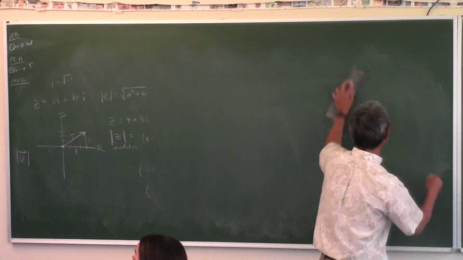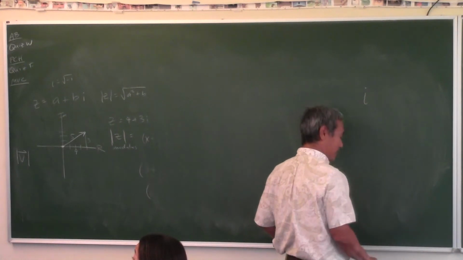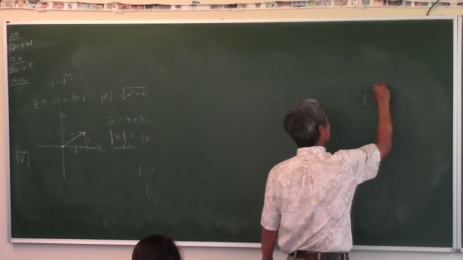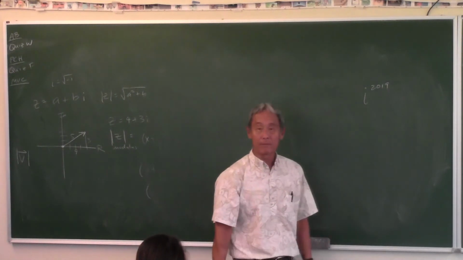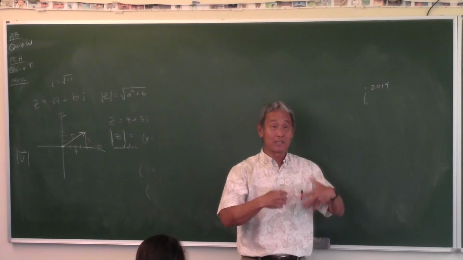How would I compute i to a really big number? What is this year? 2019. Okay, how do you simplify that? It goes by four. Yeah, it repeats every 4, right?